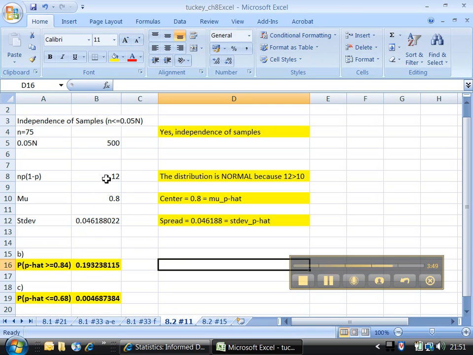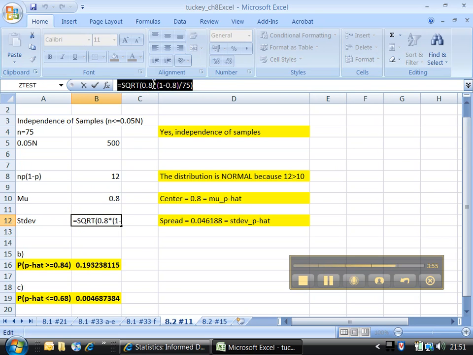The hardest part, I think, is to figure out what they're asking up in A, and this formula right here. The square root of p, there's p, times 1 minus p, and I put that in parentheses. The other option you have is to type 0.2, just like that instead, whichever way you like. And then divide it by n, little n, not capital N. Capital N is your population size. Little n is your sample size, which is 75.